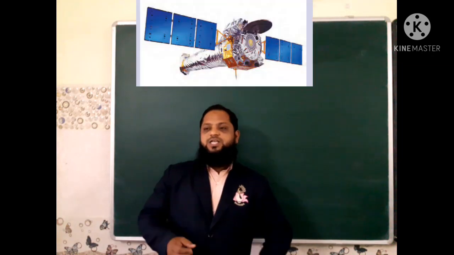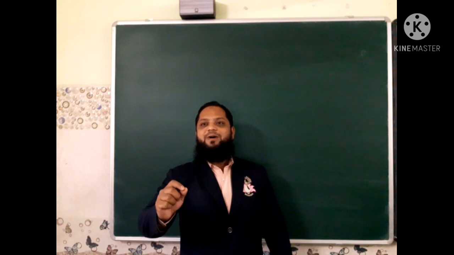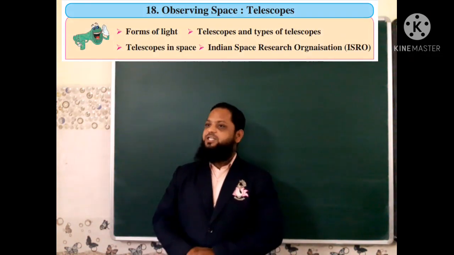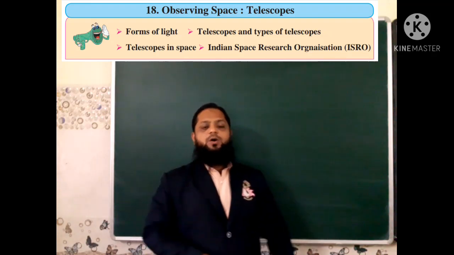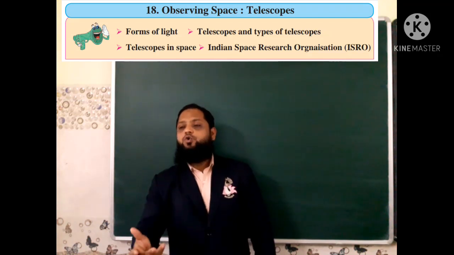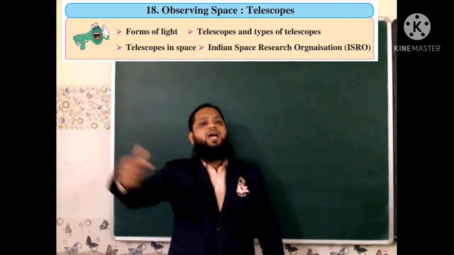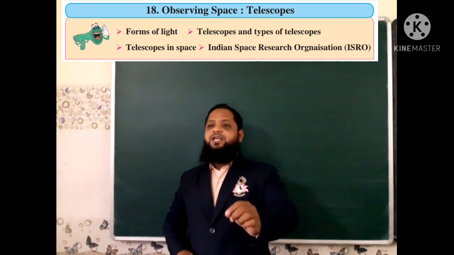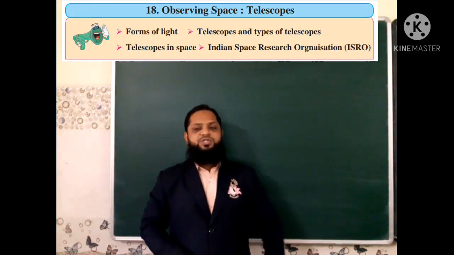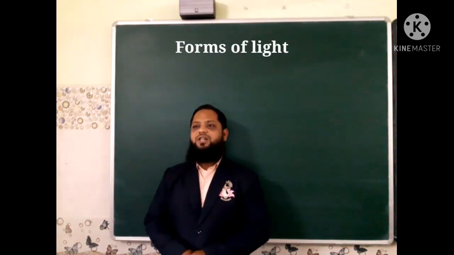Dear children, today we are going to learn about Chapter 18, Observing Space and Telescope. The objectives of the lesson are forms of light, telescopes and their types, telescopes in space, and the Indian Space Research Organization. These are all the objectives of the lesson. Let's begin with the first one, forms of light.